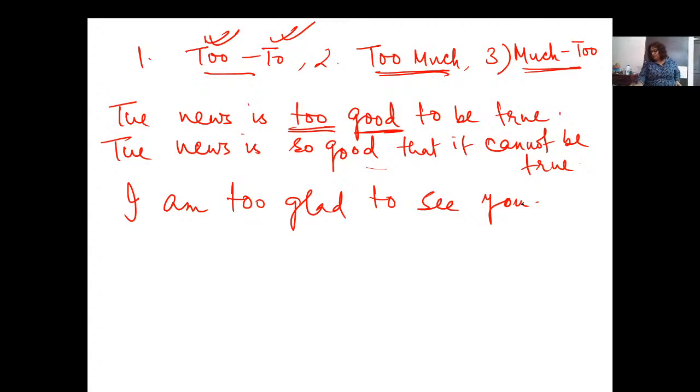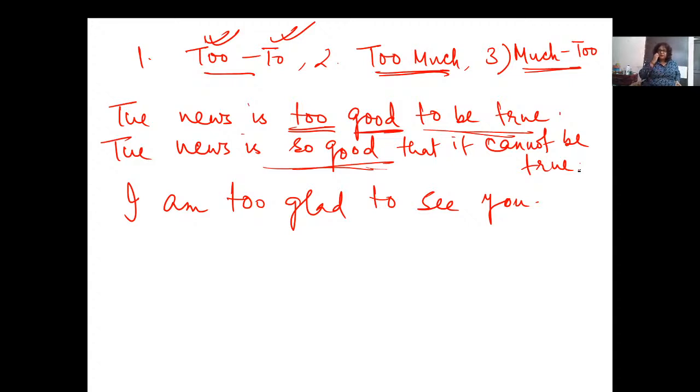But the continuation of the sentence is "The news is too good to be true." The news is too good to be true. That means the meaning of this sentence is the news is so good, I mean to say इतना ही अच्छा है that it cannot be true. ये कभी सच नहीं हो सकता. समझ में आया? Understand or not?